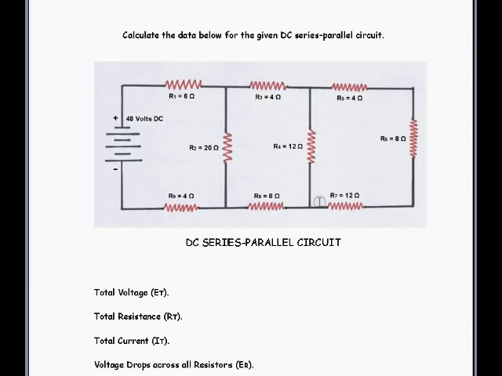So what we must do is start on the right side here and ignore all these resistors. Just start from R5, R6, and R7. These are in series, so add them together. 4, 8, 12, 12, 24. So now these three become one resistor at 24, combined in parallel with R4. Since there's only two, we can use the product sum rule.